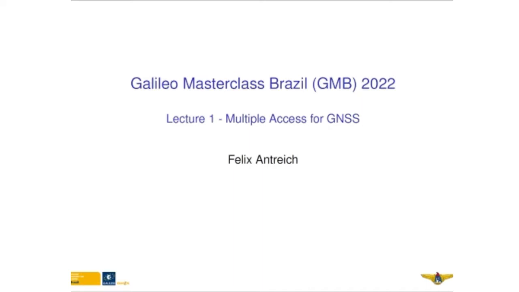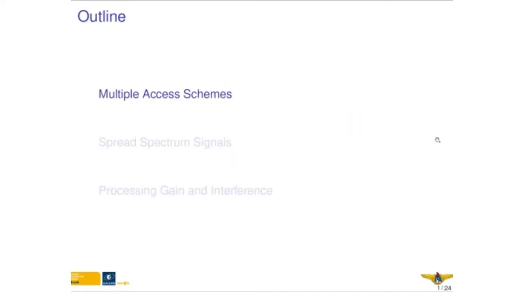So this is the first lecture on signals. This is the outline of the first lecture. First we'll talk about multiple access schemes. What is multiple access and what kind of schemes are available? Then we talk about spread spectrum signals, and then in the end about the processing gain and interference.